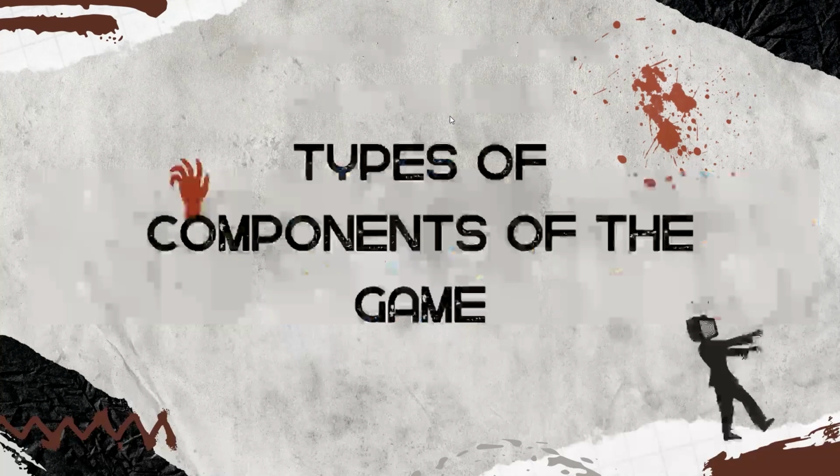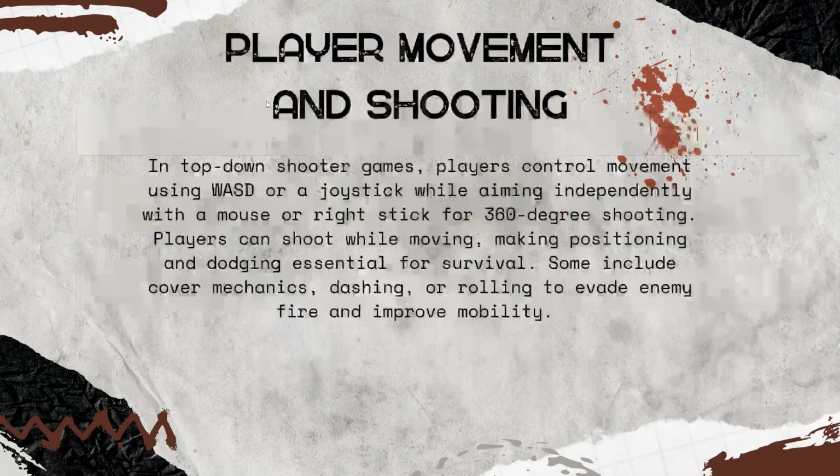Here are the types of components of the game. Player movement and shooting. In top-down shooter games, players control movement using WASD or a joystick while aiming independently with a mouse or right stick for 360-degree shooting. Players can shoot while moving, making positioning and dodging essential to survival. Some include cover mechanics, dashing or rolling to evade enemy fire and improve mobility.